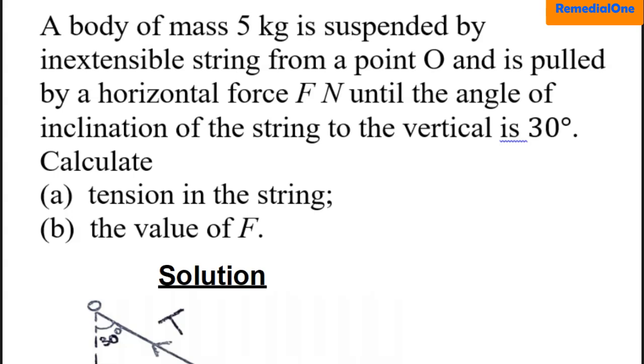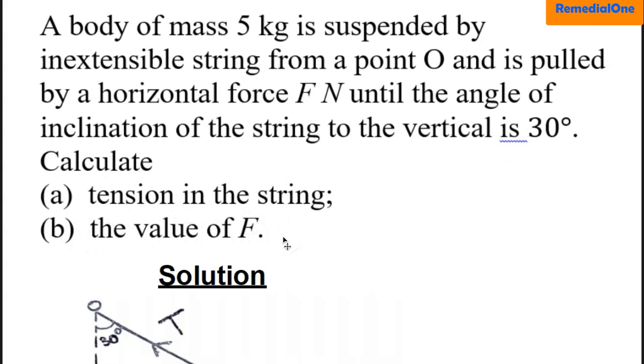In this video, we want to look at question number 7 of WASSCE 2022 Elective Maths. Let's start. A body of mass 5 kg is suspended by an inextensible string from a point O and is pulled by a horizontal force F until the angle of inclination of the string to the vertical is 30 degrees. We are to calculate A, the tension in the string, and then B, the value of the force F.